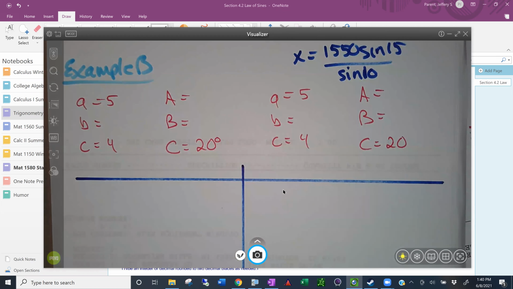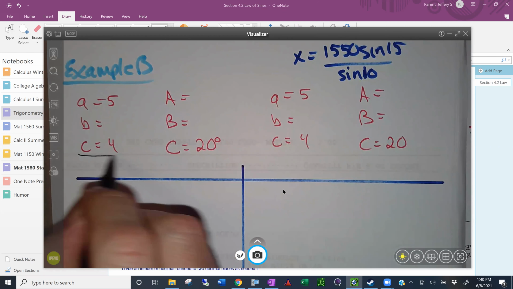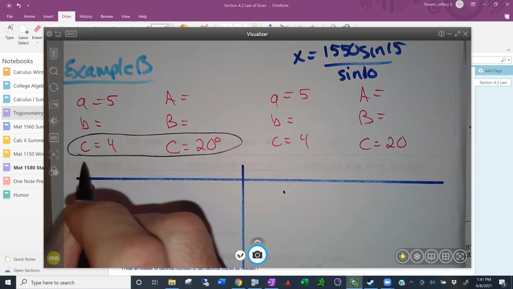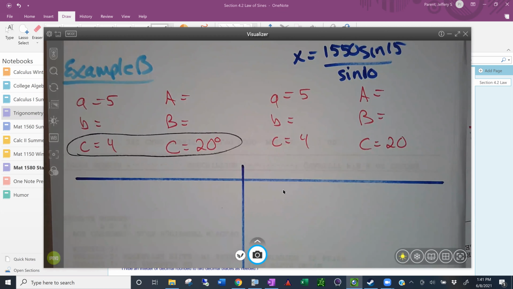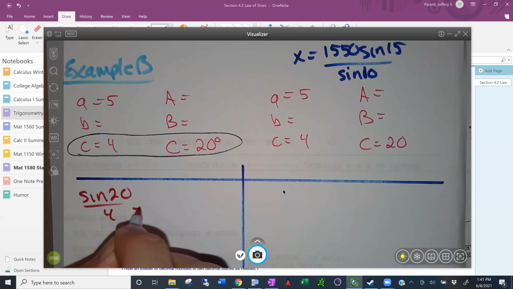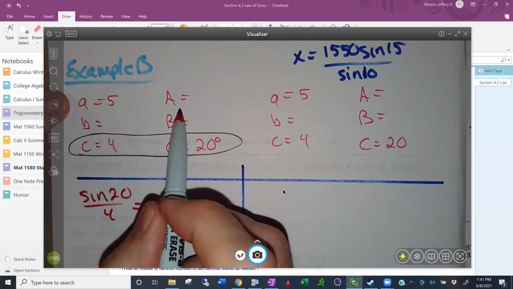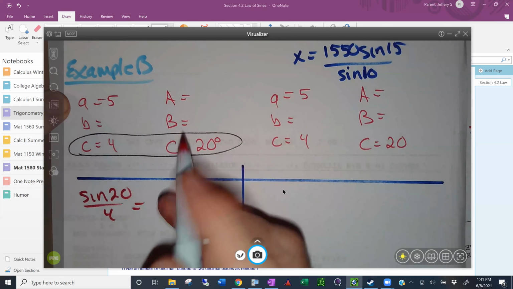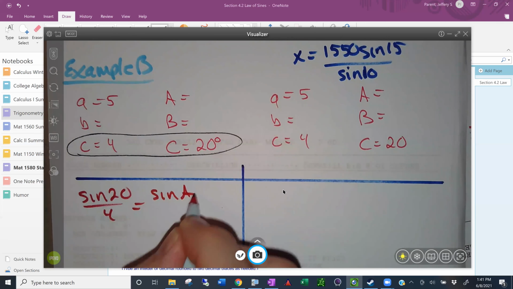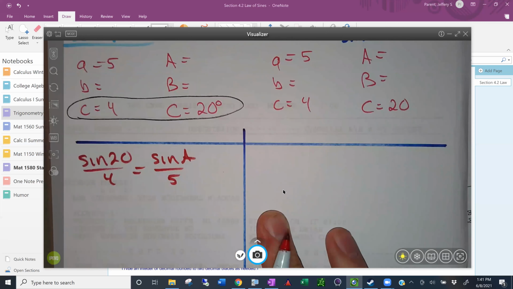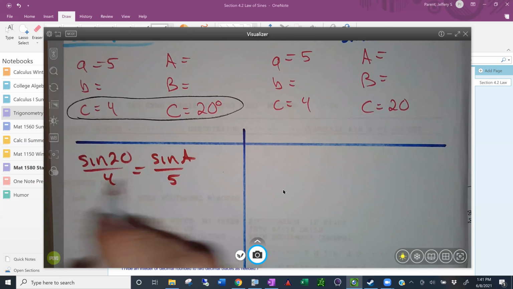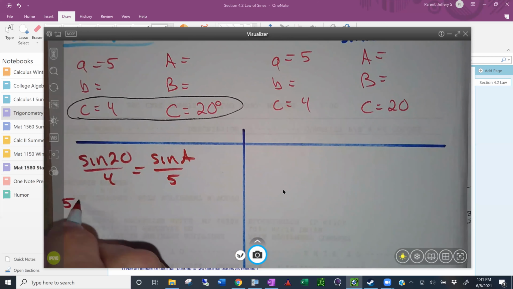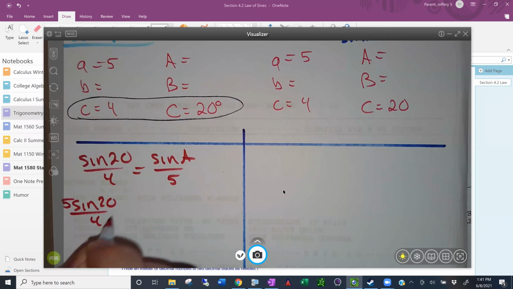Now, the one thing we've got is an angle and opposite side pair right there. You absolutely need that if you're going to use the law of sines. So let's start with that. It's going to be sine of 20 divided by 4, and then we'll pick this one because we have a known and an unknown, equals the sine of A over 5. If I multiply both sides by 5, I get 5 sine of 20 over 4.